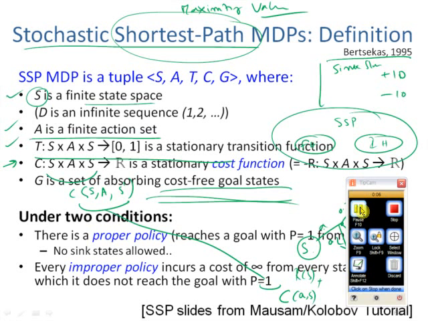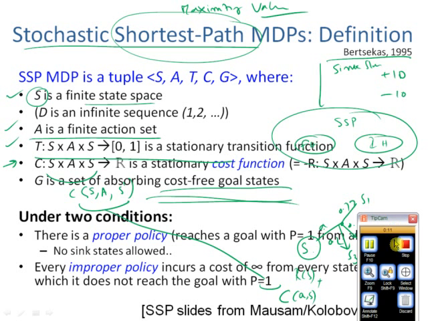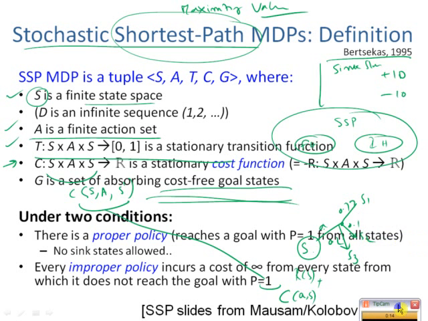Okay, so we are talking about the stochastic shortest path MDPs. There's not too much I'm going to say other than what we already said last time.